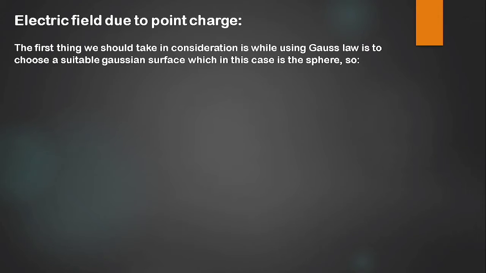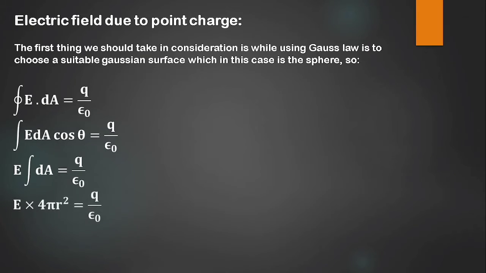As we mentioned, the flux equals the sum of integrals of E dot dA, which equals Q enclosed over epsilon naught. And since this is a sphere, we can simplify the equation so it reaches E times 4 pi r squared, which equals Q enclosed over epsilon naught. So we can easily say that E equals Q over 4 pi r squared epsilon naught.